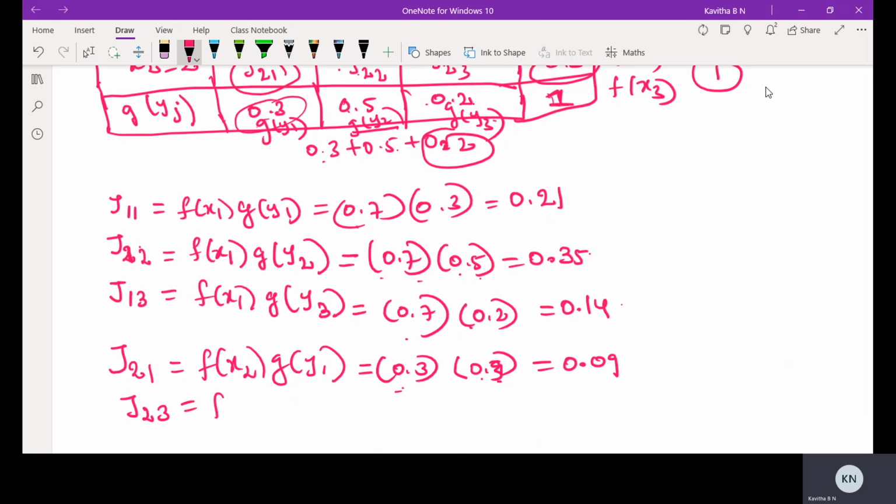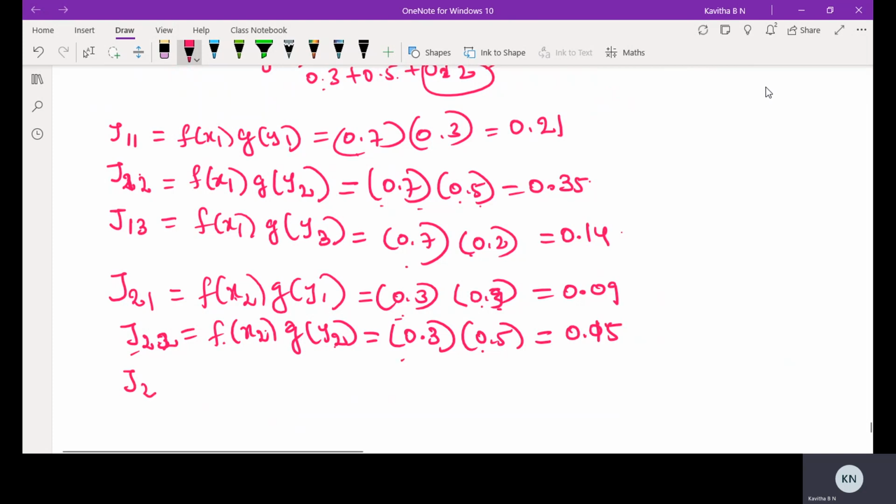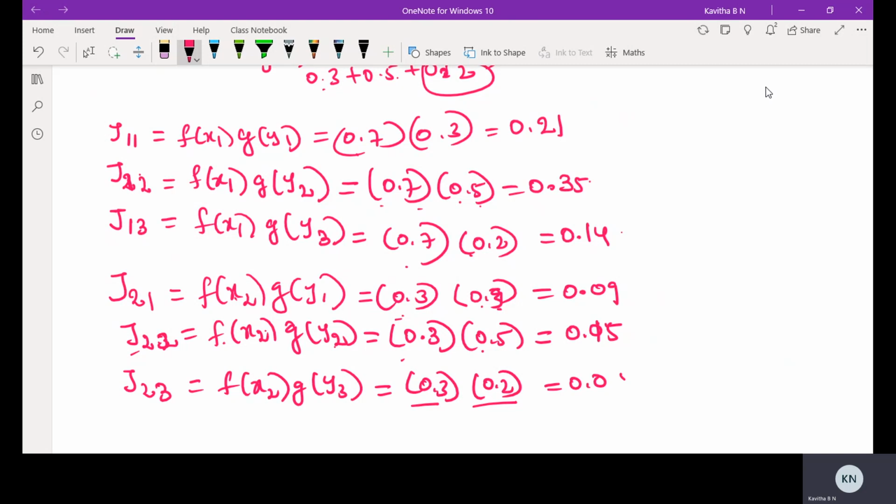Then J22 means f of x2 into g of y2. f of x2 is 0.3, g of y2 is 0.5. 0.3 into 0.5 is 0.15. Next, J23 means f of x2 into g of y3. f of x2 is 0.3, g of y3 is 0.2. 0.3 into 0.2 is 0.06.